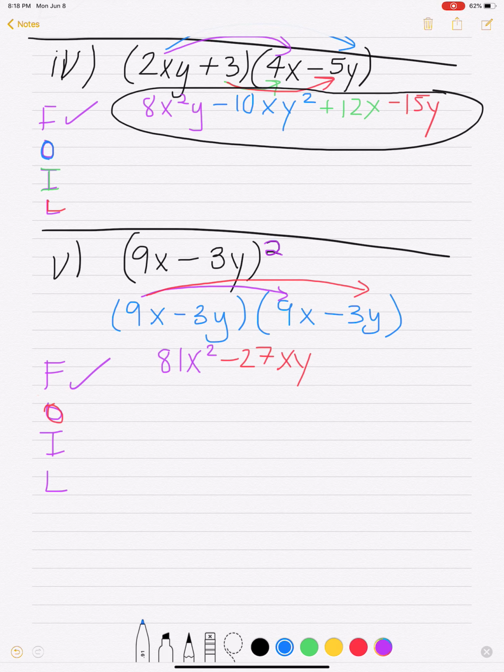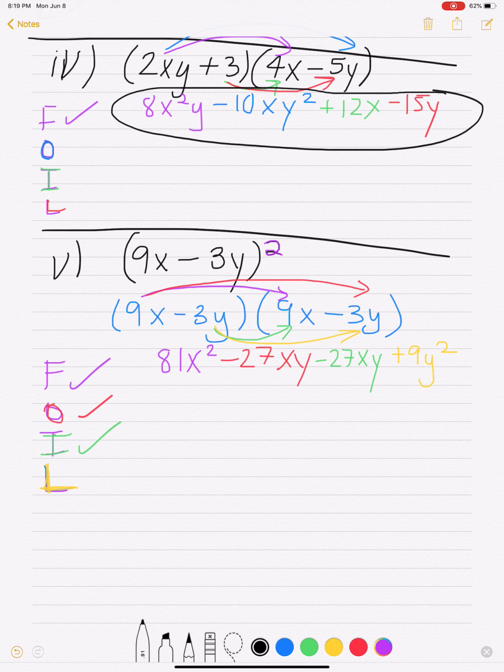All right, let's do the inner terms. So we're going to do negative 3y times 9x. Well, negative 3 times 9 is negative 27, and y times x is also known as xy. So negative 3y times 9x is negative 27xy. All right. Oops, I forgot to check off the outer. And now for the last. For the last, we're going to do that in yellow. So we take negative 3y times negative 3y. Well, negative 3 times negative 3 is positive 9, and y times y is y squared. So negative 3y times negative 3y is positive 9y squared.